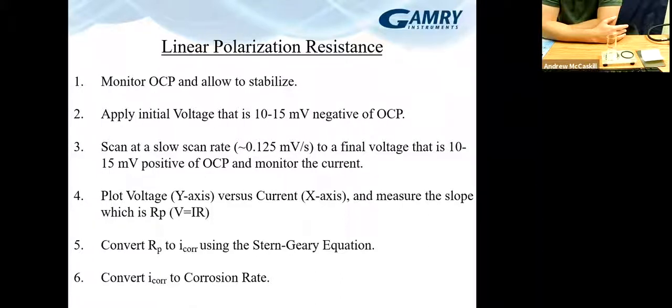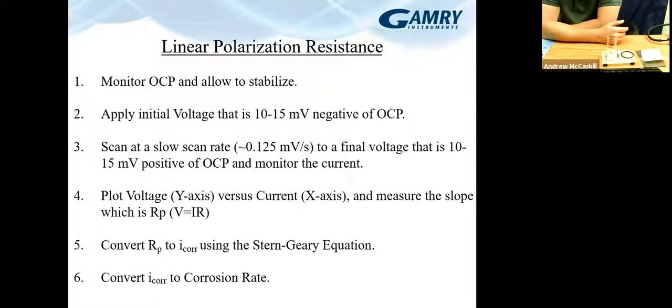I'm going to do it a little bit faster just so we can get through it a little bit quicker. And then you're going to scan to a final voltage that's about 10 to 15 millivolts positive of OCP. During that time, we're just going to monitor the current, and hopefully we see a linear response out of it. So we'll go ahead and plot the voltage versus current, as I mentioned before, and then we're going to isolate some of the data and figure out what the slope of that is, and that slope is going to be the polarization resistance.